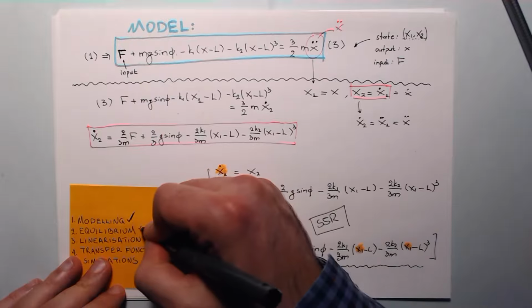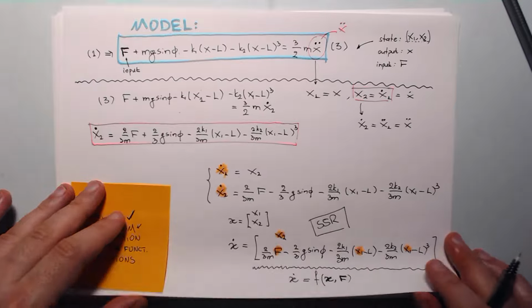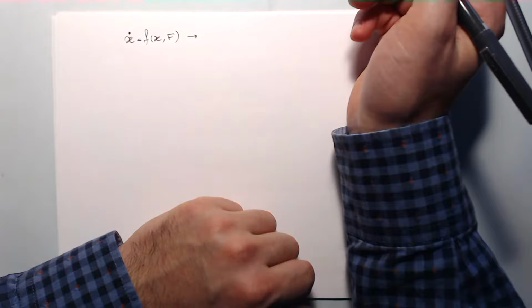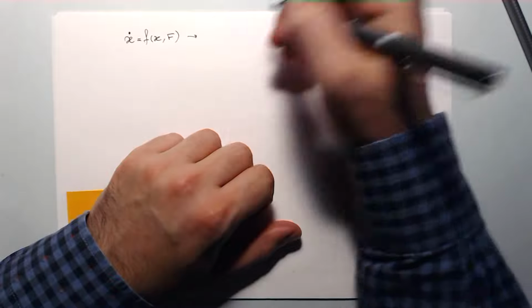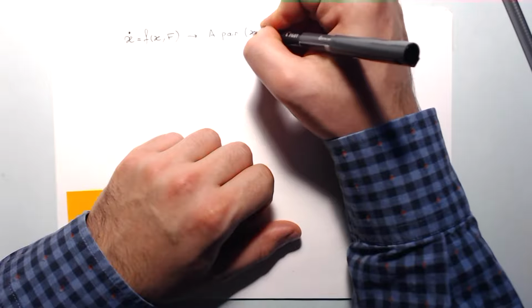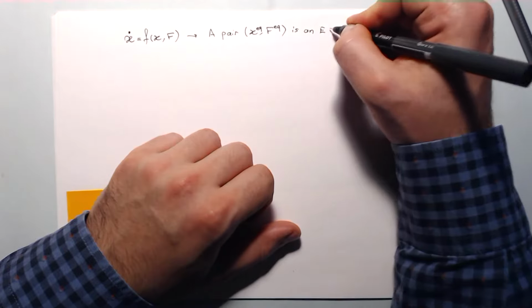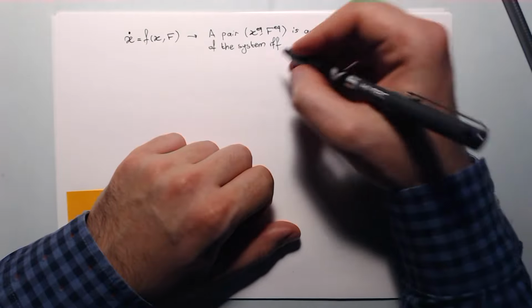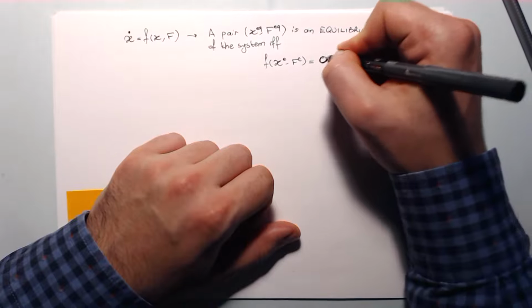And we are almost here, we have almost determined the equilibrium points of the system. So let's take now the state space representation and let's say what is an equilibrium point. An equilibrium point is a pair of the state and the input. So a pair xe, fe, x equilibrium, f equilibrium is an equilibrium point of the system if and only if f at that point is equal to 0.